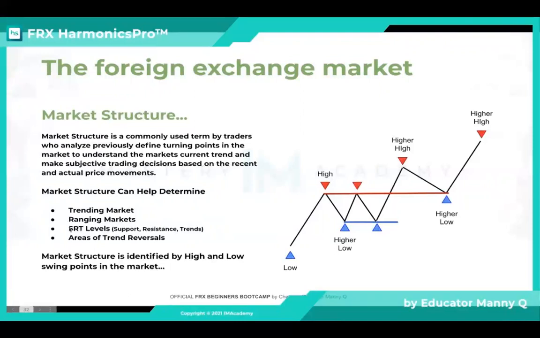Market structure can help you understand the SRT levels, which is the support, resistance, and trend levels that are being established in the market. And market structure can also highlight areas where there are going to be trend reversals inside of the market. Now, market structure is identified by high and low swing points in the market. So let's take a look over here.